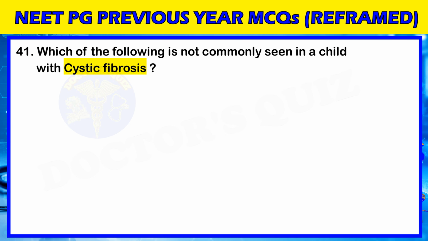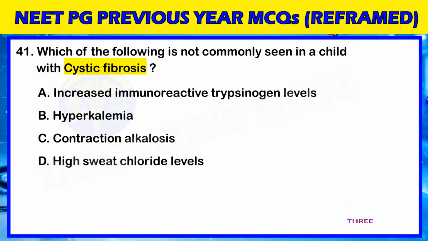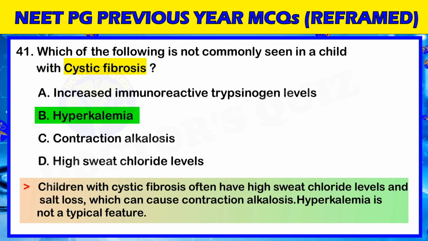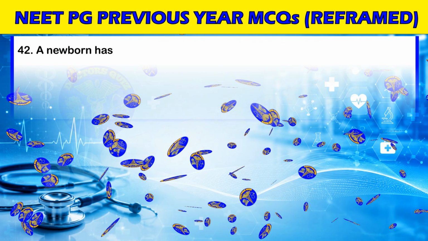Which of the following is not commonly seen in a child with cystic fibrosis? Correct answer is option B, hyperkalemia. Children with cystic fibrosis often have high sweat chloride levels and salt loss, which can cause contraction alkalosis. Hyperkalemia is not a typical feature.